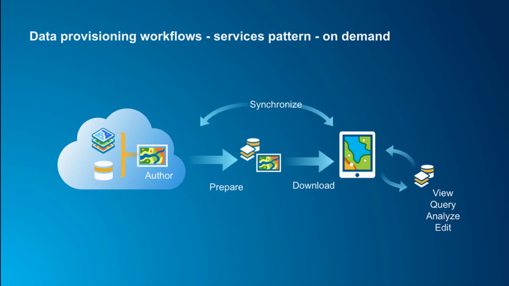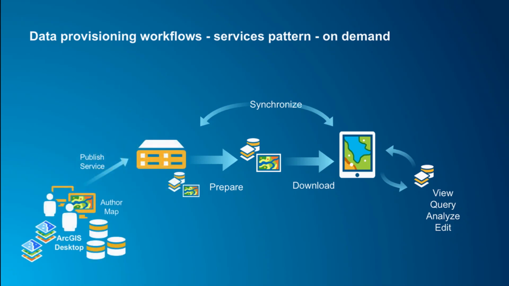So you as a client request for those packages to be built for you in an on-demand manner. You specify the extent and which layers and LODs you want. The services back-end then cooks and prepares those packages, downloaded to the client. You can then edit them, and if you want to, you can synchronize them back. That's the services pattern on demand with using ArcGIS Online.